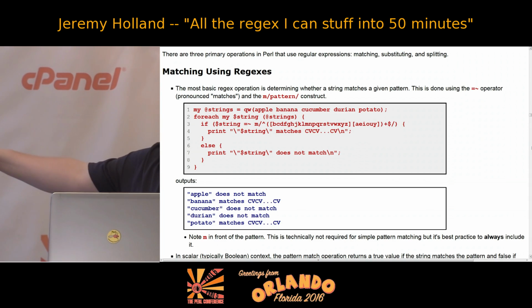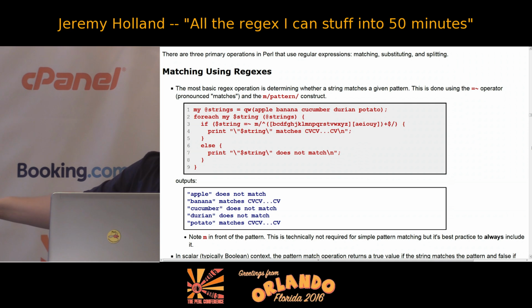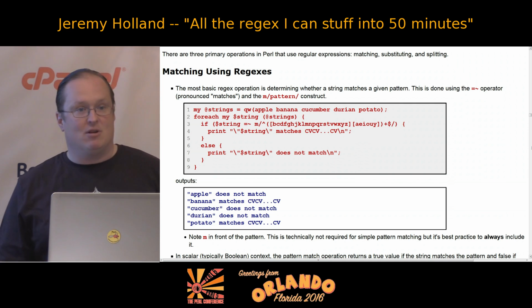So we have our list of strings, and in code we're just going to say if string matches this regex, which is a consonant vowel one or more, we're going to print that it matches. So you can see banana and potato match this arbitrary pattern.